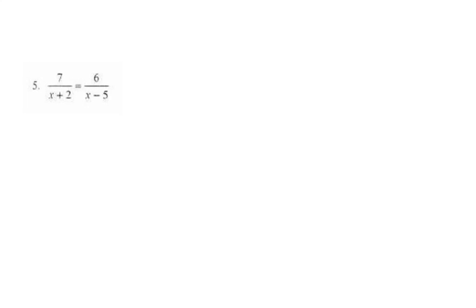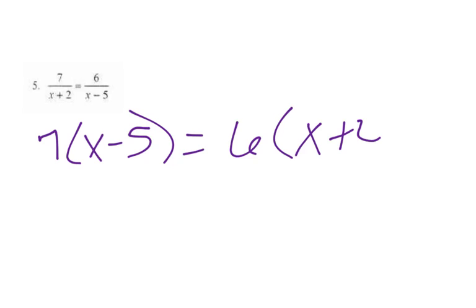Okay, if you have this one, you can actually just cross multiply. So 7 times x minus 5 has to equal 6 times x plus 2. This only works if there's only one fraction on the left and one fraction on the right. Go to y equal, clear everything out. 7, open, x minus 5, close. And at y2, you're going to say 6, open, x plus 2, close.